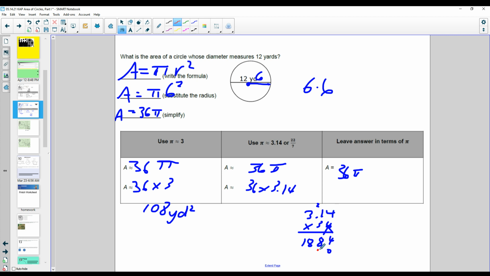3 times 4 is 12. Carry the 1. 3 times 1 is 3, plus 1 is 4. 3 times 3 is 9. If you add this up, 4, 10 carry the 1, 13 carry the 1. It's 113.04 square yards. And that's how you do the area of a circle.